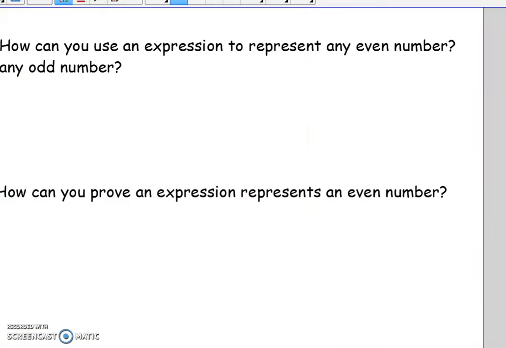All right, this is good. I need to move my thing over a little bit.